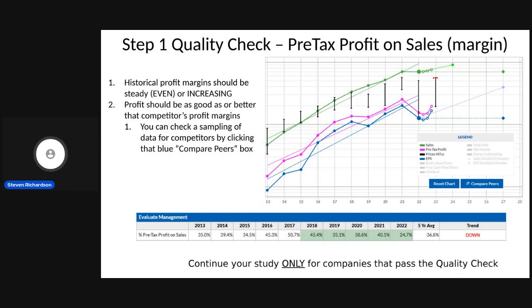And it started to dip down a little bit. And it's a big company, so it's understandable. And the 5-year average is 36.8%. Profit should be as good as or better than competitors' profit margins. And you can click on that compare peers button, and several peers, 3 or 4, will pop up. The industry average will pop up, and you can see how the pre-tax profit rates among competitors.